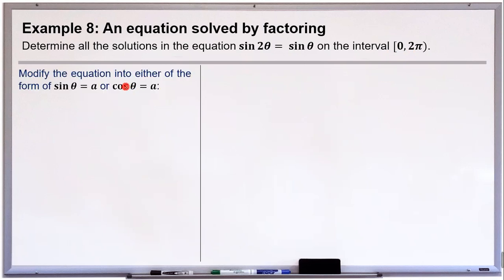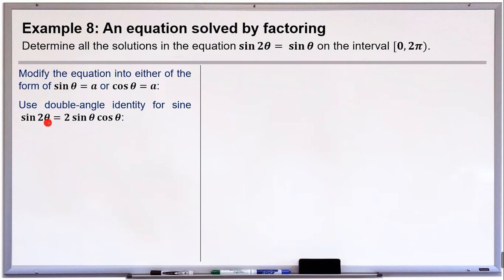First, you are going to modify the equation into either the form sine theta equals a constant or cosine theta equals some constant. Now, in our given equation, the right side is not a constant but a trigonometric expression. So we're going to modify this first. We're going to use the double angle identity for sine because we have a sine 2 theta, which is a double angle expression.